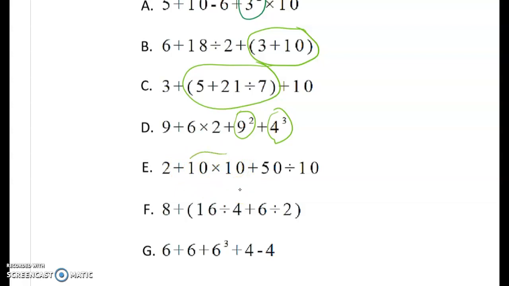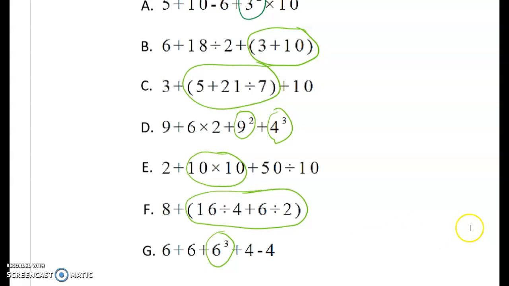I can't do my addition first. I have to do either multiplication or division first. So that would be the very first thing I do. In F, 8 plus (16 divided by 4 plus 6 divided by 2), well, I know the very first thing I have to do is my grouping, my parentheses, everything in there. And in G, I don't have a grouping symbol, but I have an exponent, which I have to do before anything else. So 6 cubed, or 6 to the third power, is what I would do first.